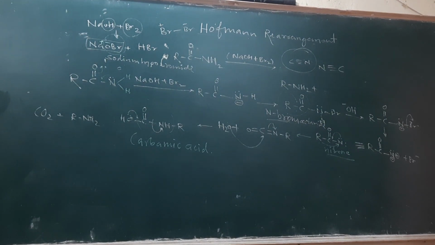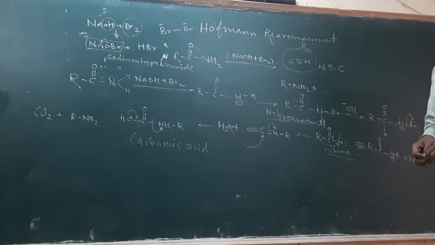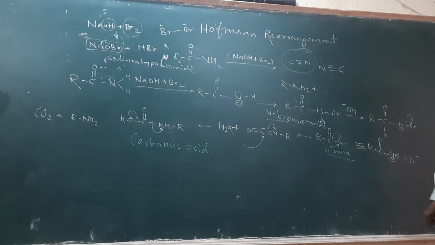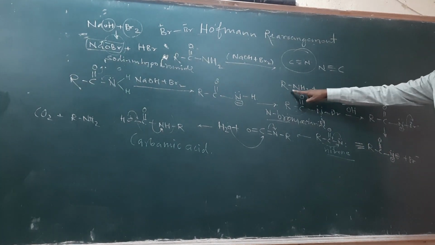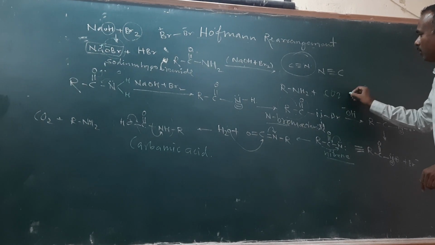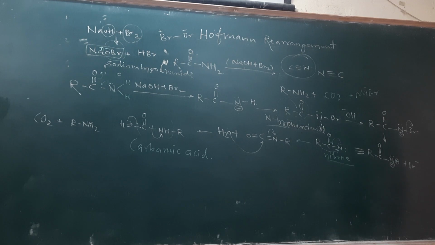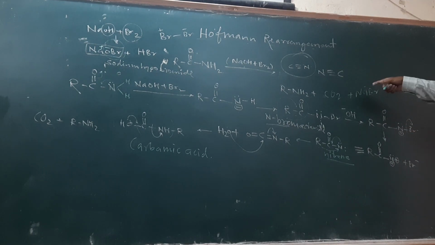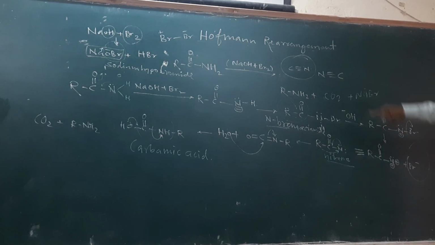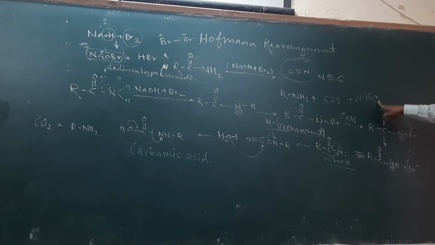Now what is wrong here? This part is wrong here. See, this is the good thing of any mechanism: you can end up with your actual product, RNH2 plus CO2. Correct? Did you get this one? Yes, sir. Plus NaBr, Na plus and Br minus.